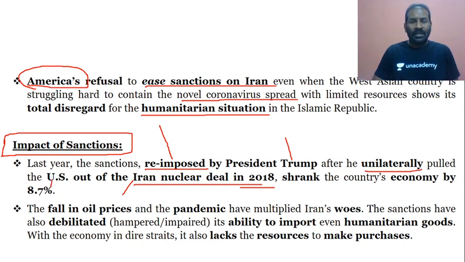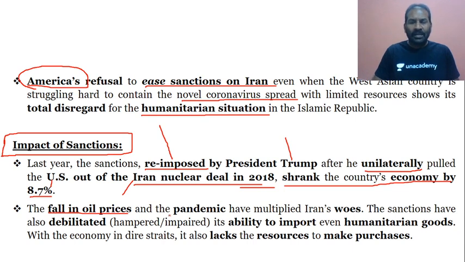Please do understand this. The reimposing of sanctions on Iran by US President Donald Trump was unilateral, and this decision, which has been taken unilaterally by the president, that is Donald Trump, has shaken the economy of Iran, and now it has come to a standstill. The entire economy has come to a standstill, and not only in regards to the imposing of sanctions, but also now because of the fall in oil prices, the prices have come down drastically.